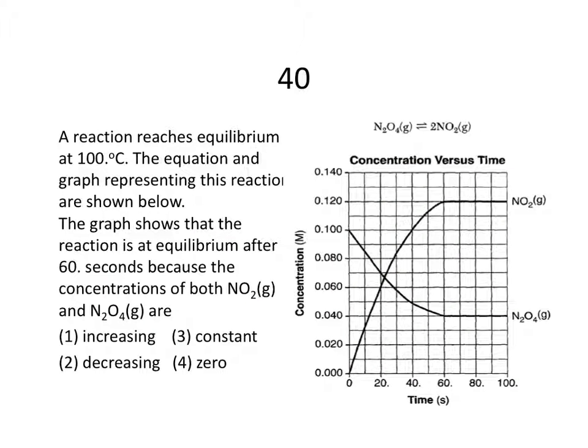So in this question, we are asked to look at these 2 graphs, and we want to know what is happening so that it's at equilibrium. Well, equilibrium is when the forward reaction and the reverse reaction are the same, or we're saying the concentrations are constant. So therefore, the answer has to be 3.